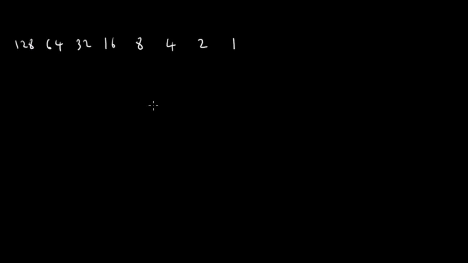So let's start off with a binary number. So we're going to have 1, 0, 0, 1, 0. So hopefully you can work out that that is 18 in denary.